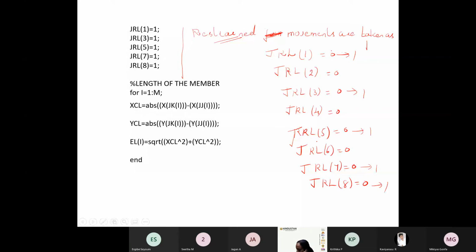Any confusion, any doubt in this one? Jagan and Kaleris and Sweda, Kritika, any doubt in this one after this subject? Mikyas also? Any doubt in this one?